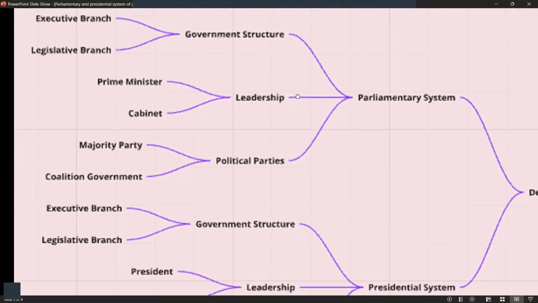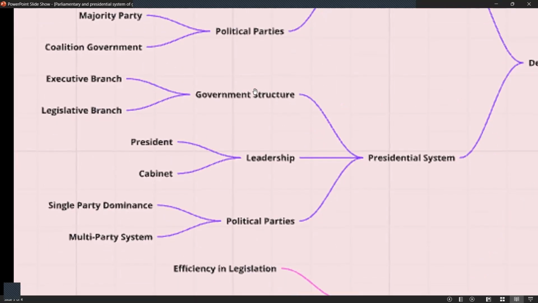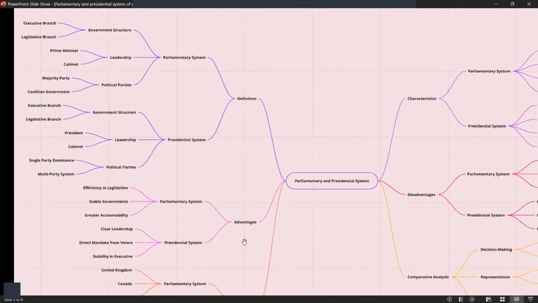Then comes the presidential system. How is the government structure? We have an executive branch and a legislative branch, same as the parliamentary system. Here the leadership is a president and a cabinet. So there is a difference: earlier we had a prime minister and now we have a president for the leadership. In the presidential system, the political parties can be single party dominance or a multi-party system.